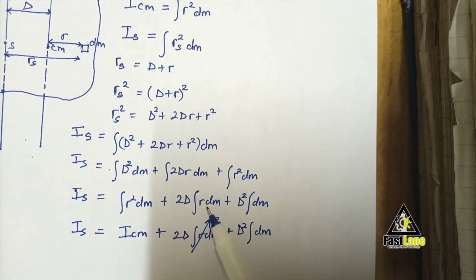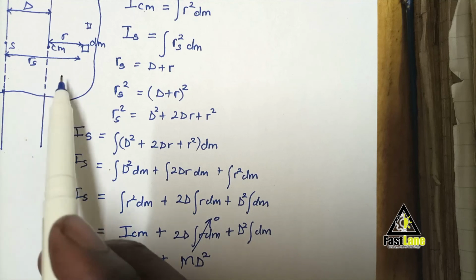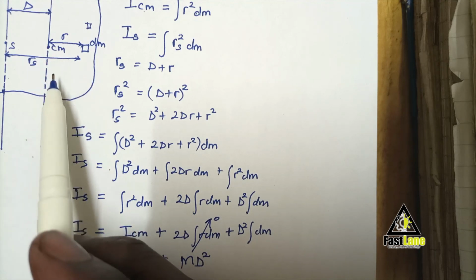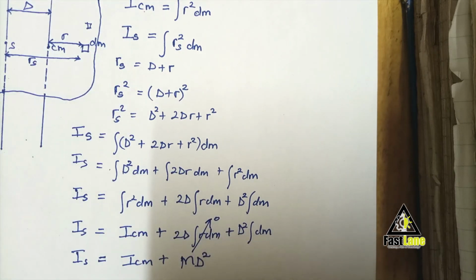As we have proved, this whole expression will tend to 0, as noted earlier that the integral of r dm equals 0, plus d squared times the integral of dm. So we end up having I_s equaling I_cm plus d squared times m, whereby we have m since the integral of dm equals the sum of the little elements. That should give us the total mass m of the object.